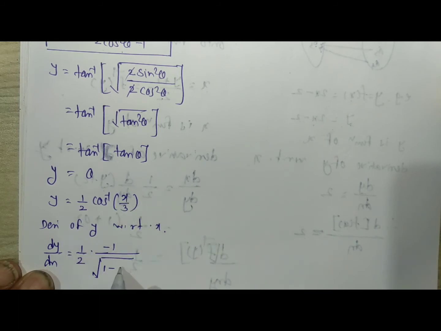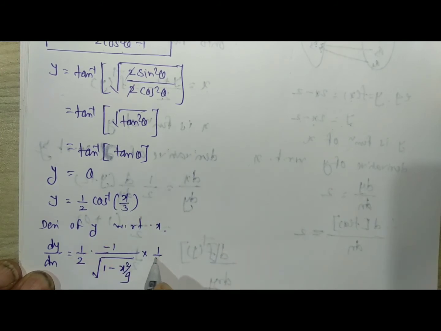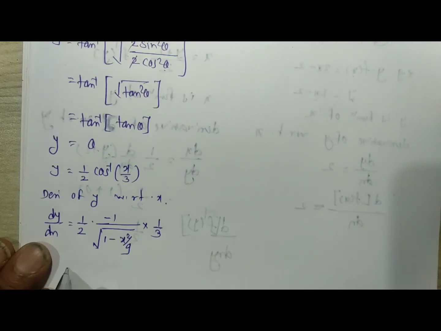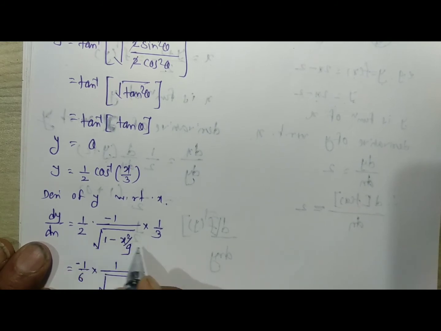That means the square of that one is nothing but x square divided by 9, into the derivative of x divided by 3, which is 1 divided by 3. We have to get 1 divided by 3 into 1 divided by 2, that means 1 divided by 6, that minus into 1 divided by square root of, we have to make the denominator the same by multiplication, and you will get 9 minus x square divided by 9 here.